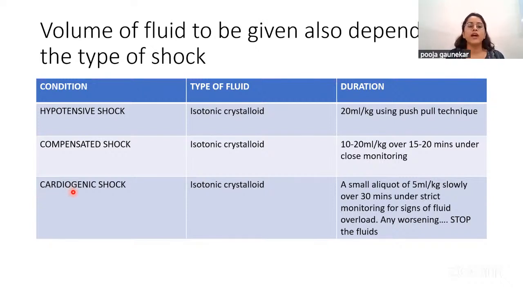So if the child is in cardiogenic shock, you'll give a very small amount, 5 ml per kg, over a longer period of time, 30 or 45 minutes, and strictly monitor for any signs of fluid overload. At any point of time, if you feel the child is worsening in terms of increase in the size of liver, worsening distress, or developing crepts, then you will stop the fluid bolus.